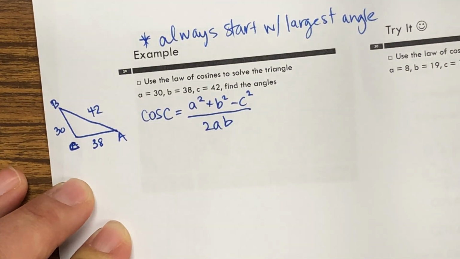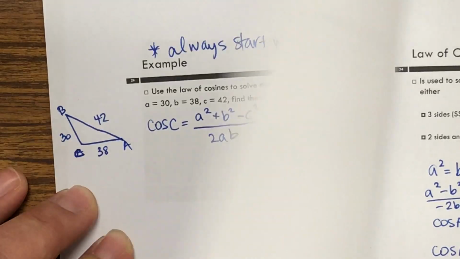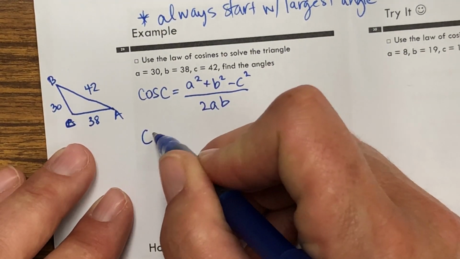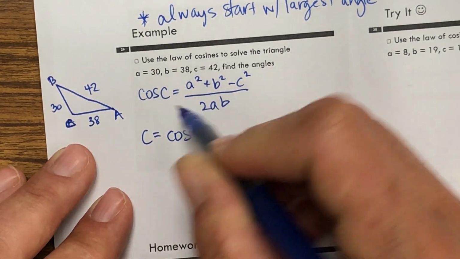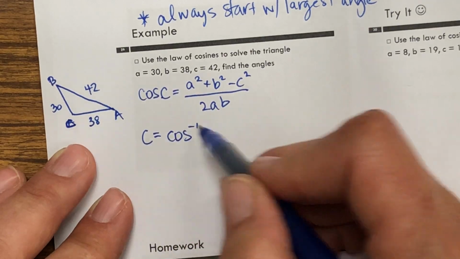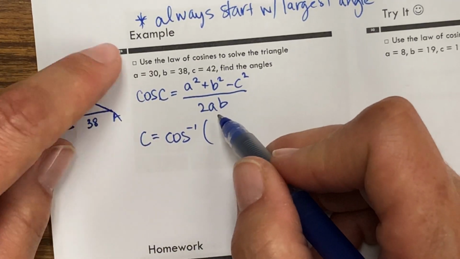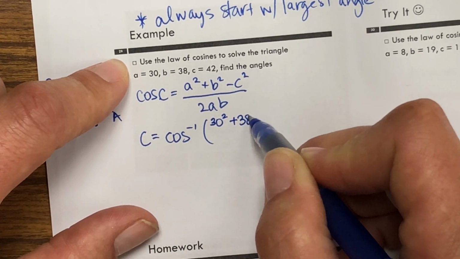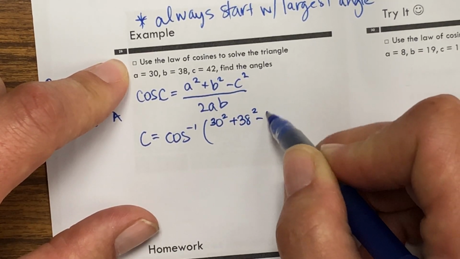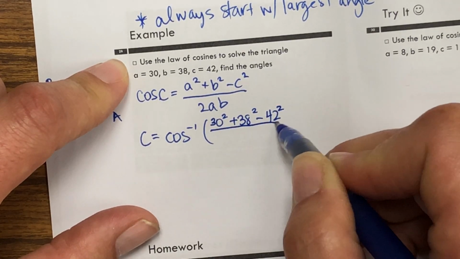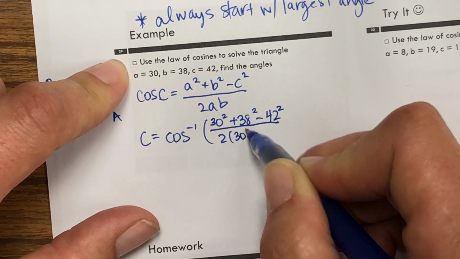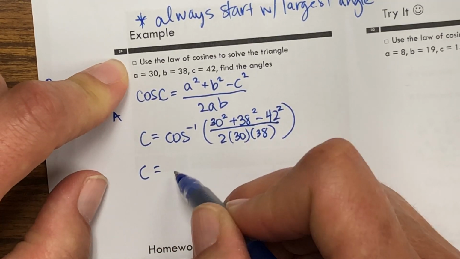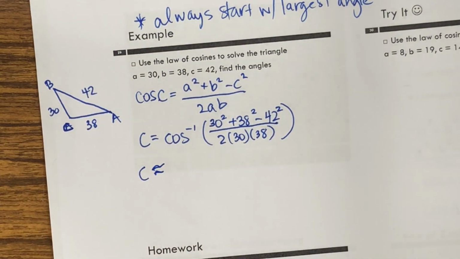I'm going to double check myself. I think that's it. I know that's it, but I'm still double checking. Okay. So now C is equal to cosine inverse, because remember I don't want cosine C, I want C. So I have to do the inverse, and it's going to be substituting a whole bunch of nonsense. 30 squared plus 38 squared minus 42 squared divided by 2 times 30 times 38. This is parenthesis madness, but it's the hardest part.